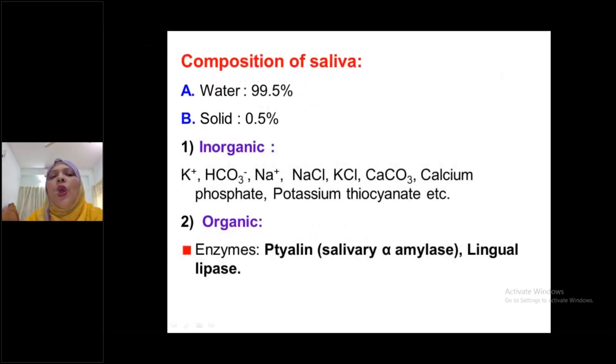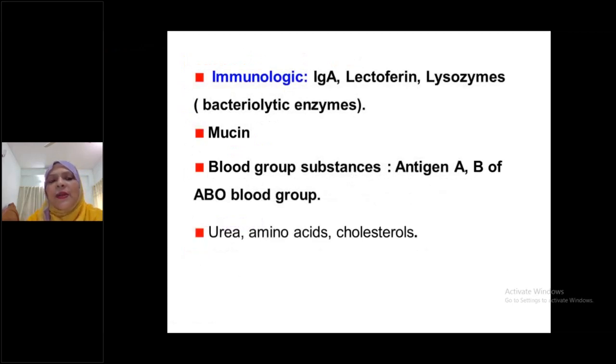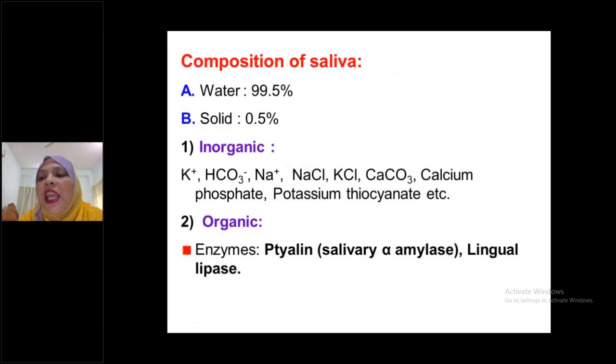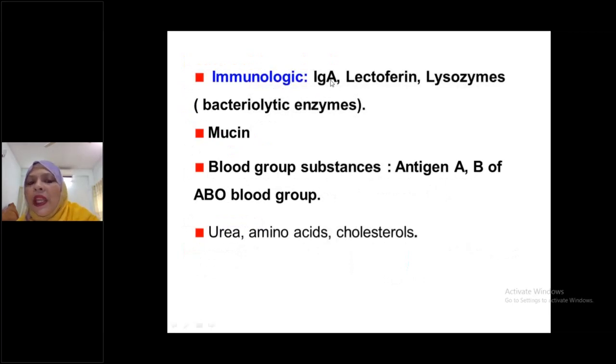These are the components of saliva. You have to write down the composition of saliva: water and solid, under solid, inorganic and organic. But for the Viva exam, if the examiner asks you to tell the important constituents of saliva, you have to tell ptyalin, that is salivary alpha amylase, immunoglobulin A, lysozymes, mucin, blood group substances. Students, please remember this.